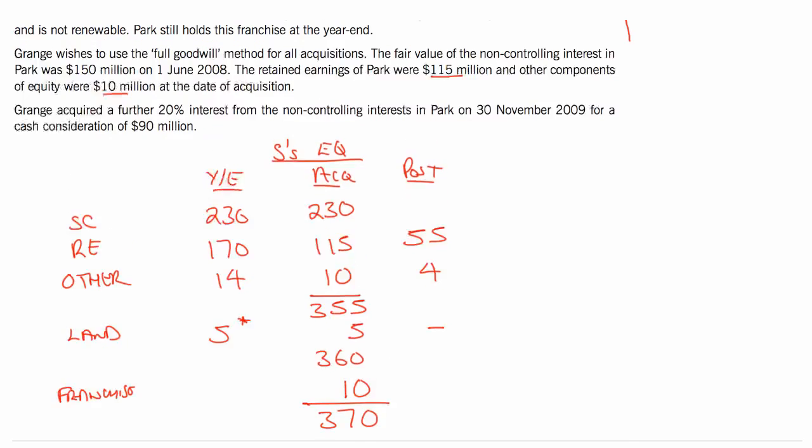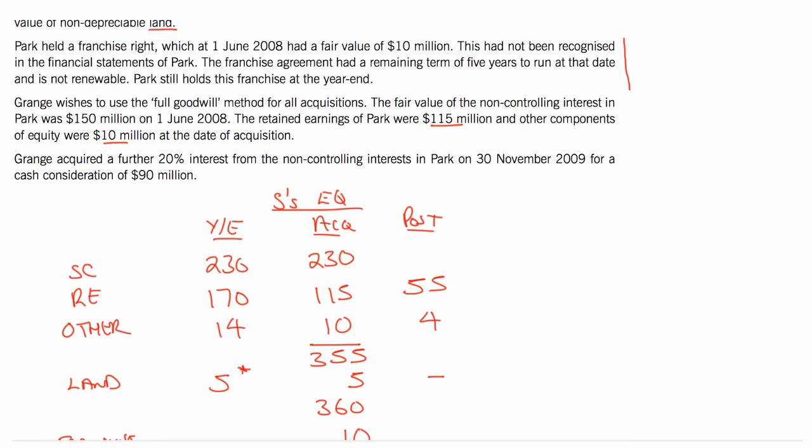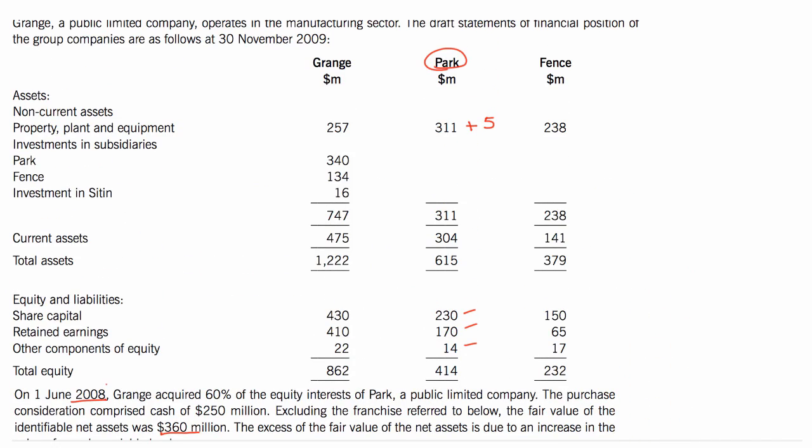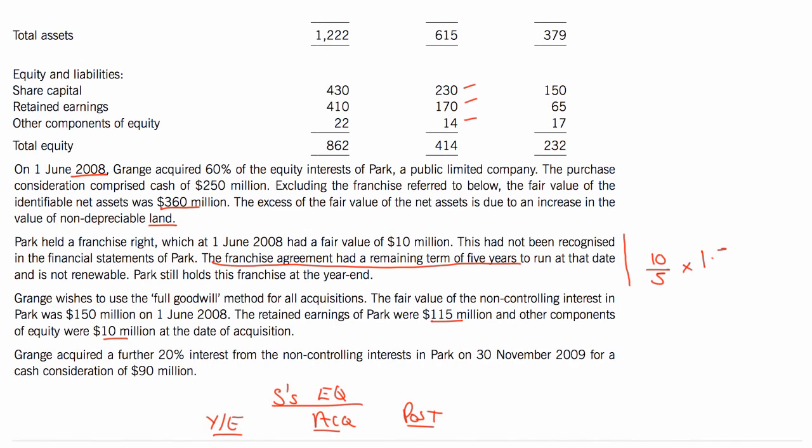Then I need to carry on reading the paragraph, and it said the franchise agreement had a remaining term of 5 years. Why did it tell us that? Yeah, to depreciate it, so it would be 10 over 5 years times by however long we've had it. So we acquired it on the 1st of June 08 and our year end is November 09. So we've had it for 1.5 years. So we want 1.5 years worth of depreciation, or you could have done it in months. And if you did that then you would get 3.